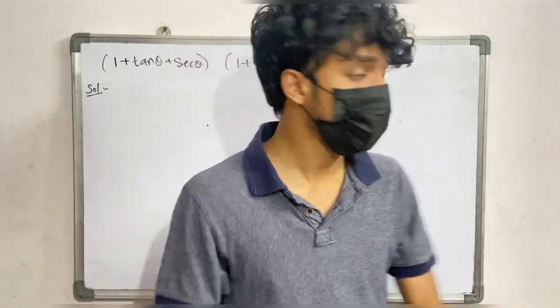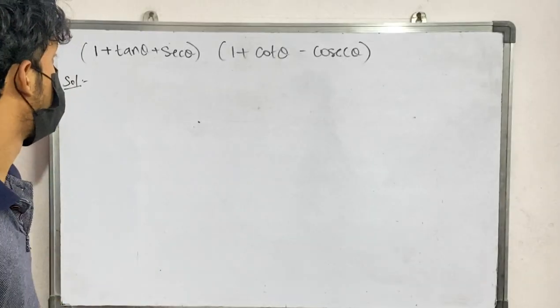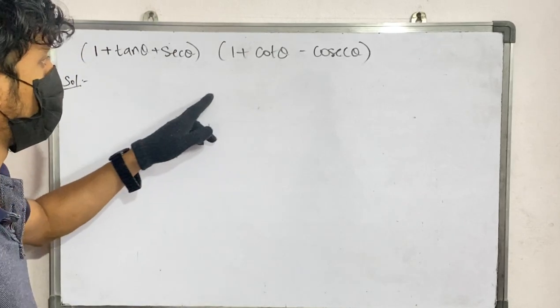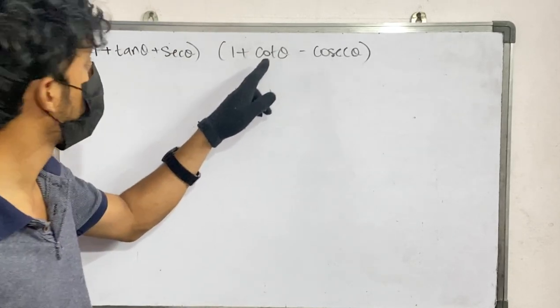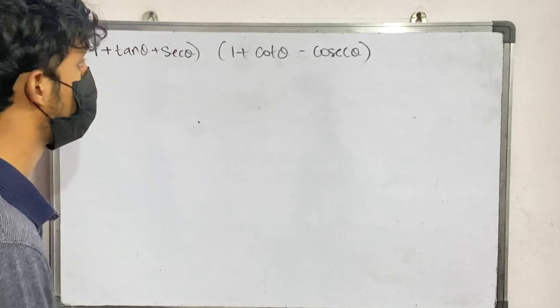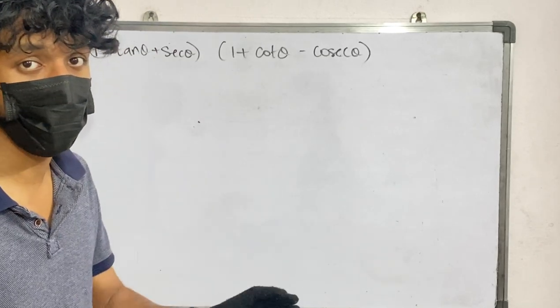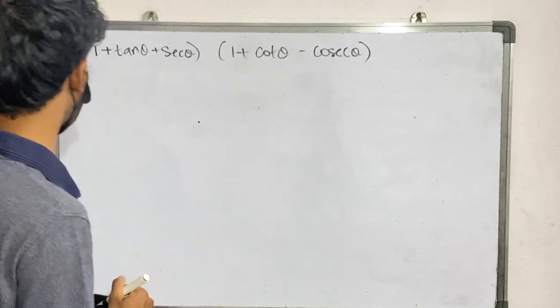Hi guys, welcome back. In this video we are going to start with a new question, that is (1 + tan θ + sec θ)(1 + cot θ − cosec θ). So we have to find the solution. By using trigonometric formulas and trigonometric ratios, we will solve this question.